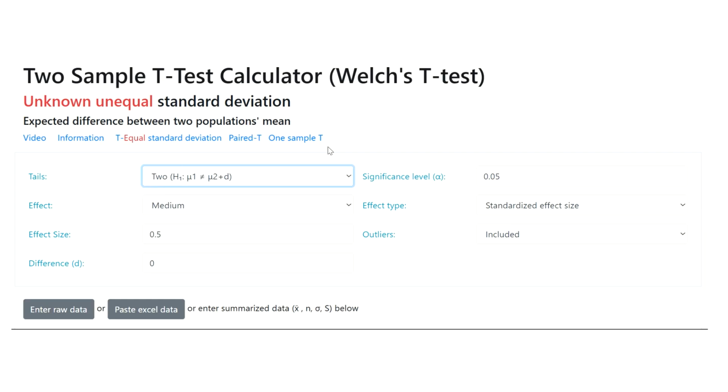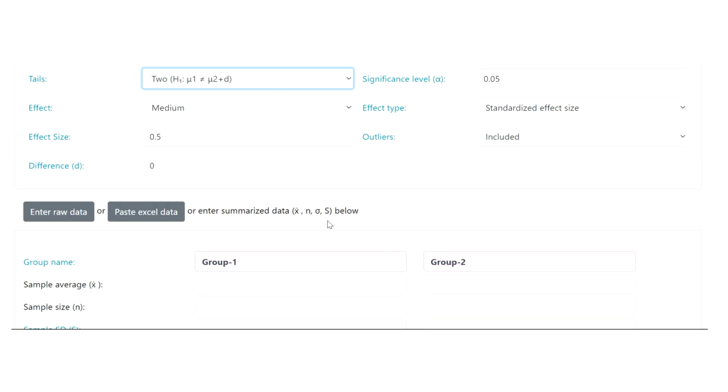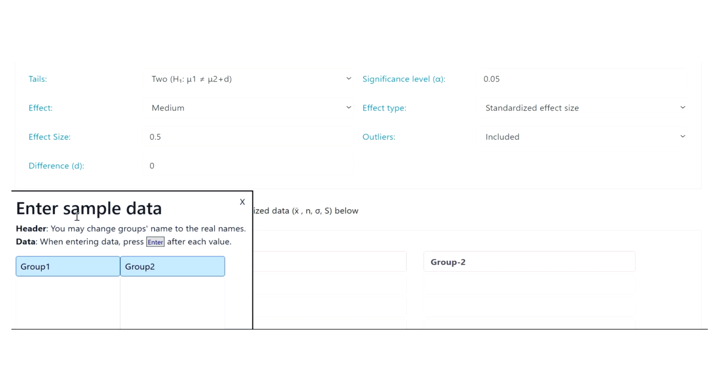The significance level alpha is still the same. Outliers are included. We are not going to exclude anything, and by this we could provide the data. So we have raw data. That's why by pressing the enter raw data button we are receiving the following interface.